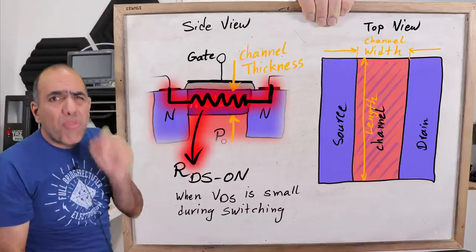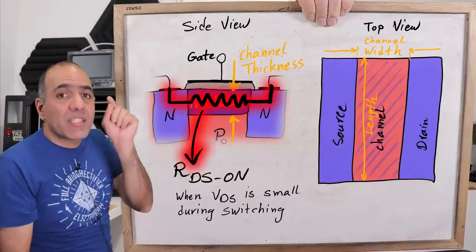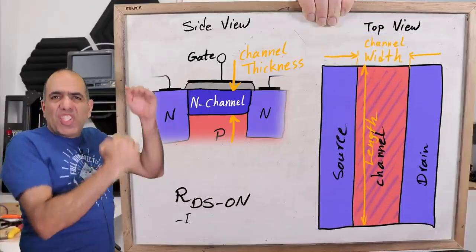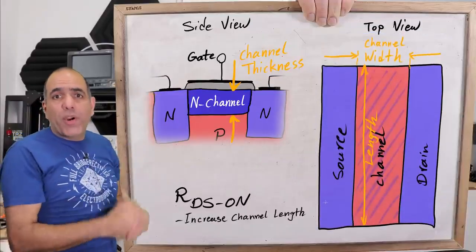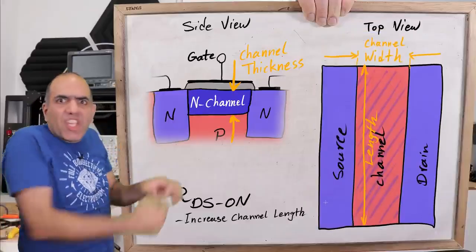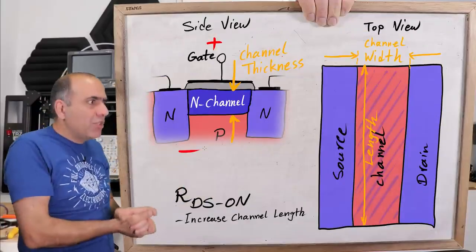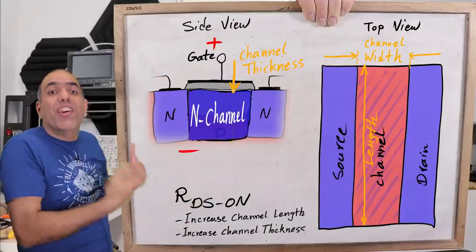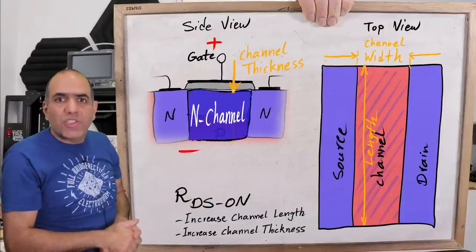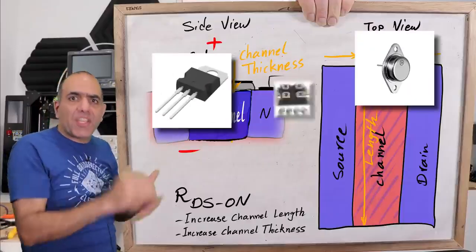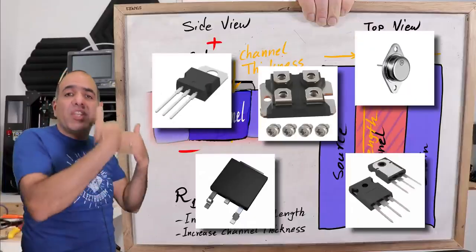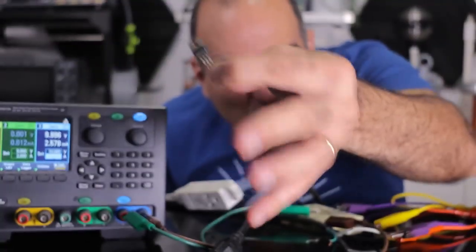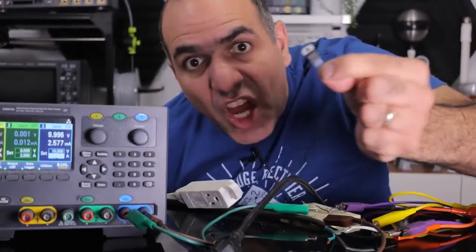We can do two things to reduce RDS on. One is picking a part that has a larger channel length so the resistance is lower. And the other is we can increase the gate to source voltage, push or suck more electrons, making the channel wider, lowering the resistance. Also, transistors come in different packages, some of which can dissipate heat better so that they can handle higher currents. This time we are in a good shape with a high voltage, high current transistor.